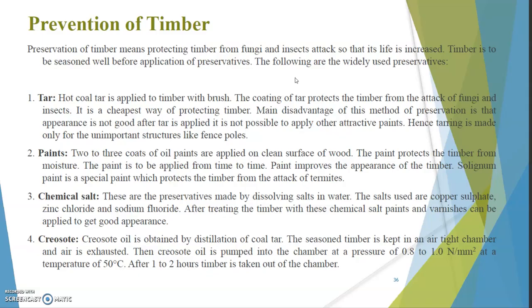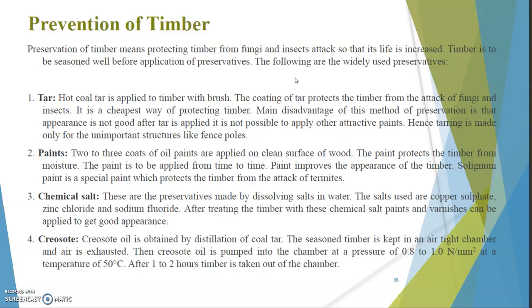The first one is tar application. So hot coal tar is applied to the timber with a brush, and tar provides extensive protection against fungi and insects. It's the cheapest way of protecting the timber. The main disadvantage of this method of preservation is that the appearance is not good.